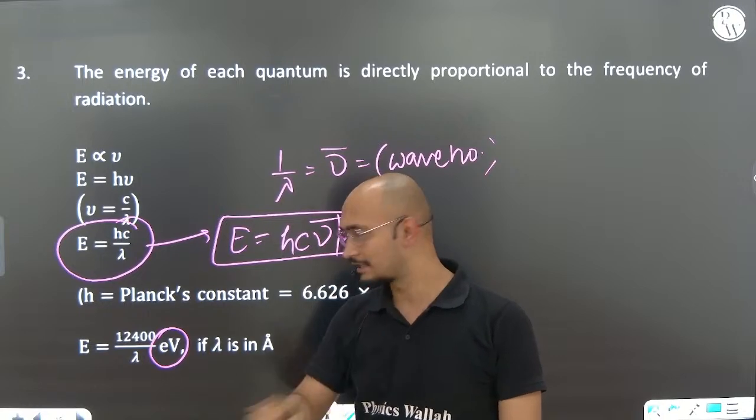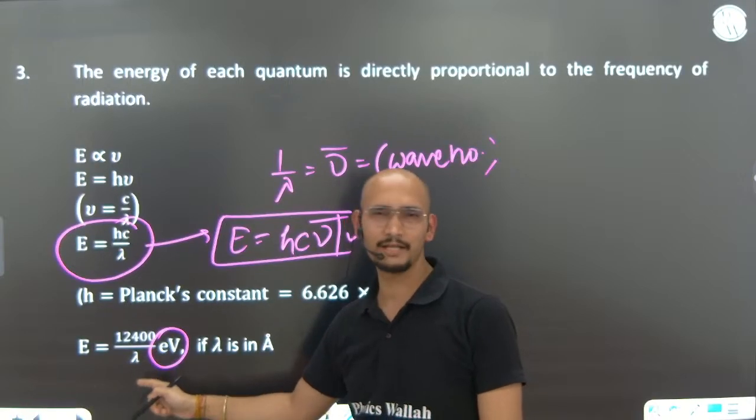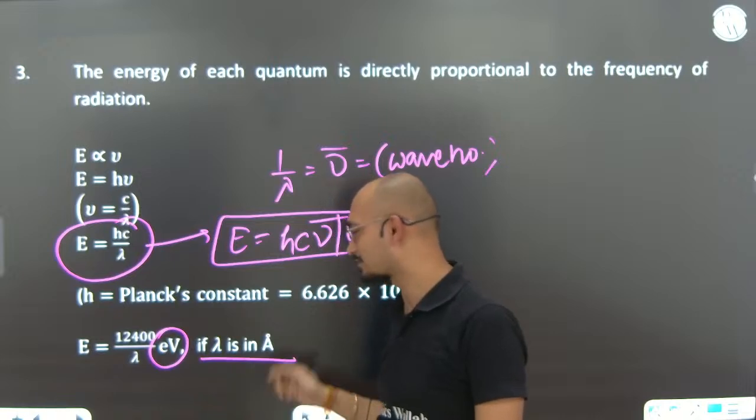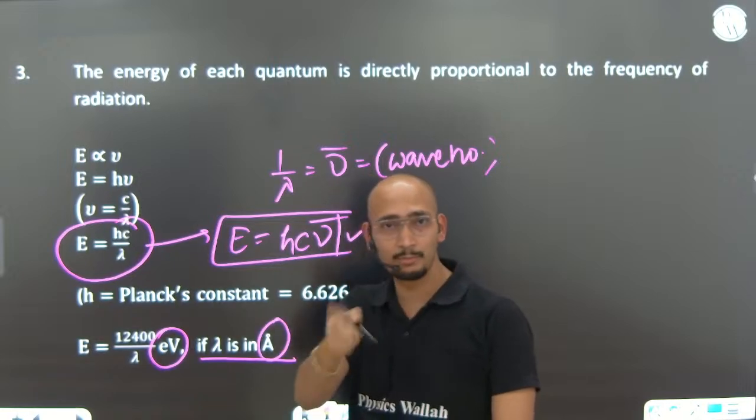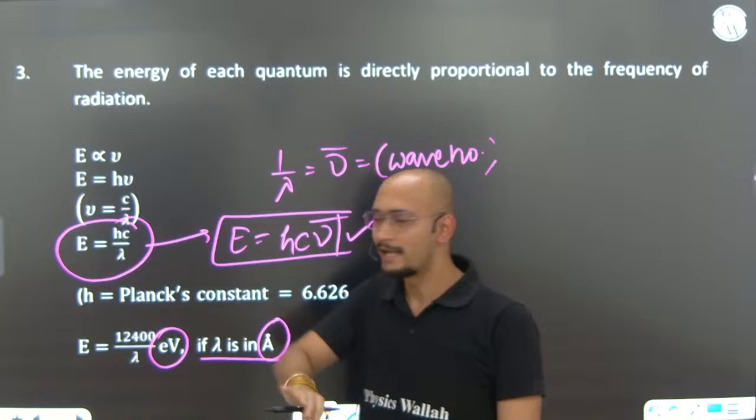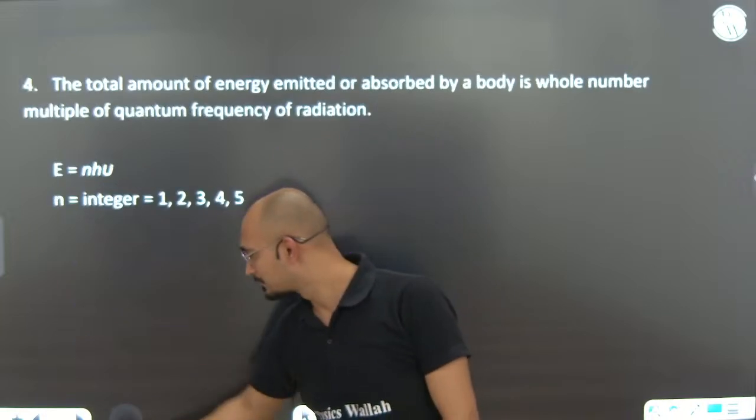If the energy is given in electron volt, please keep in mind, very, very important: when lambda is in angstrom, it is very much important. If lambda is given in meter, keep convert into angstrom, picometer to angstrom. Okay, then only use it.